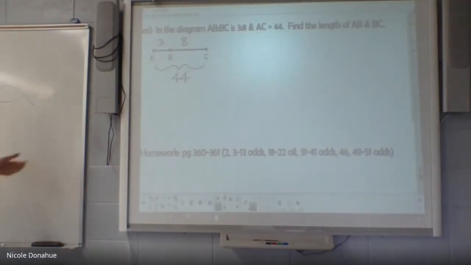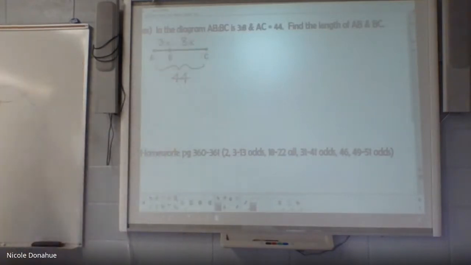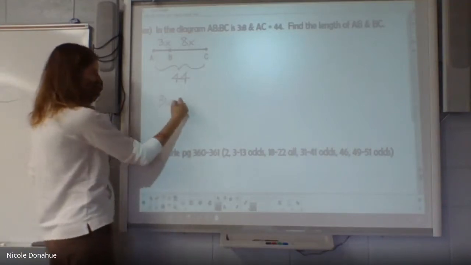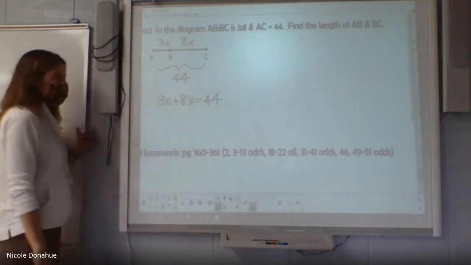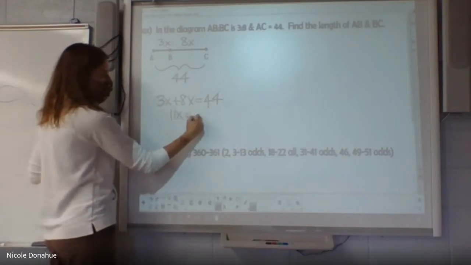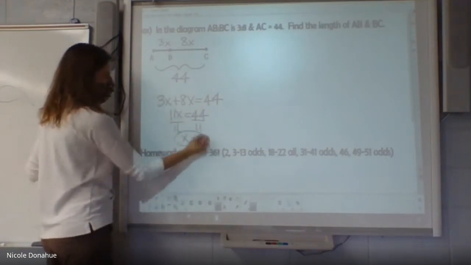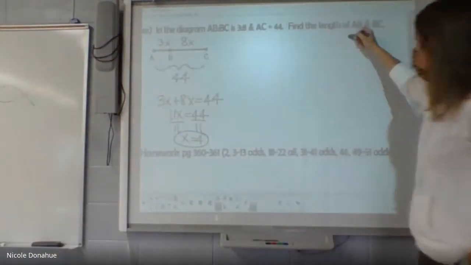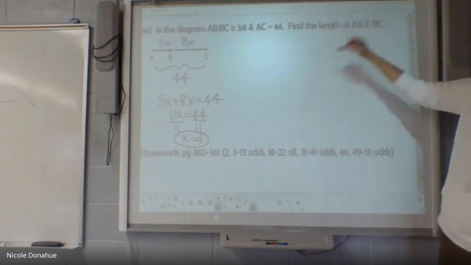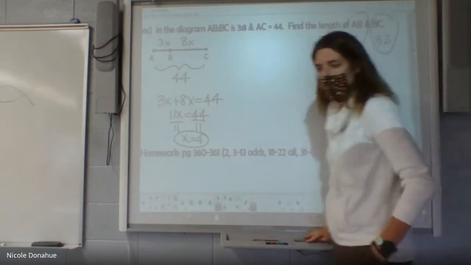But if it's a ratio, again, 3x, 8x. I know they should equal 44 together, so I'm just going to add them and set them equal to 44. And then that would allow me to figure out AB is 12 and BC is 32. Is that okay?